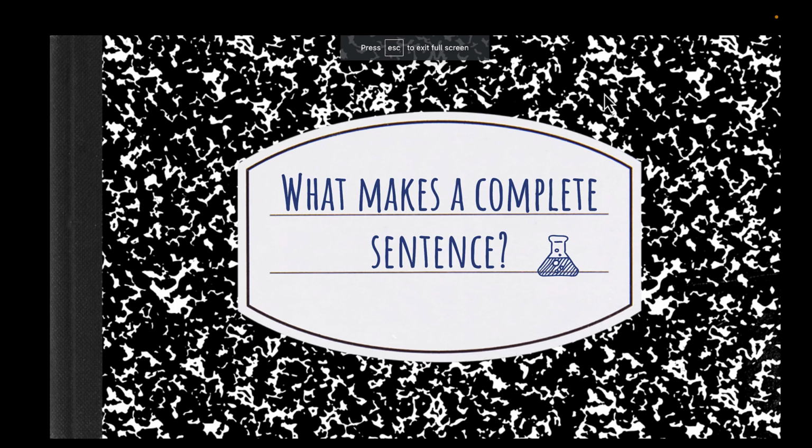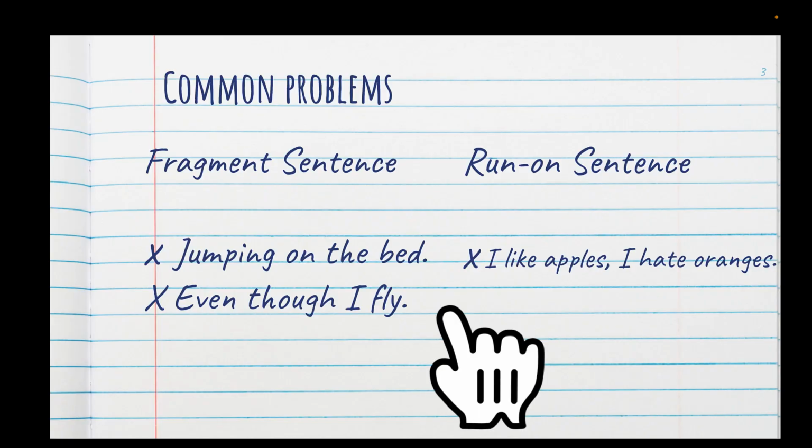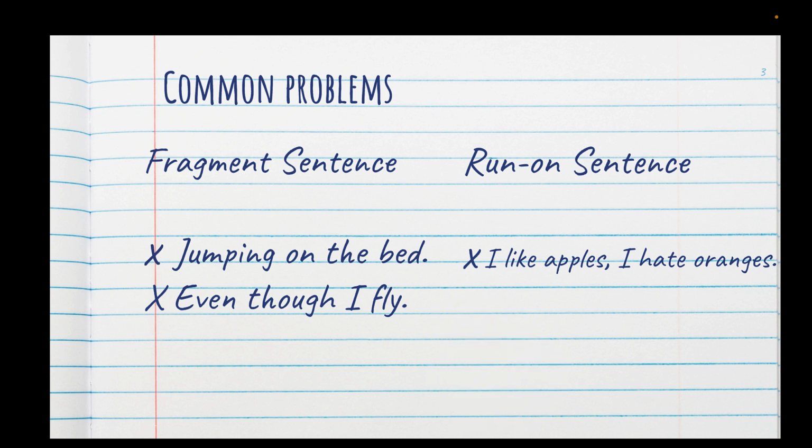In this video, I'm going to take you through the basics of what makes a complete sentence. I'm going to go through two really common problems in first-year composition writing, namely the fragment and the run-on sentence. The more common problem is the run-on sentence. I like apples, comma, I hate oranges. We have two complete sentences connected by a comma. This is called a comma splice, and it is a no-no.